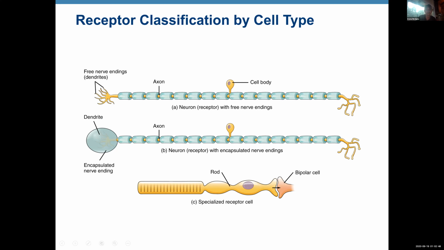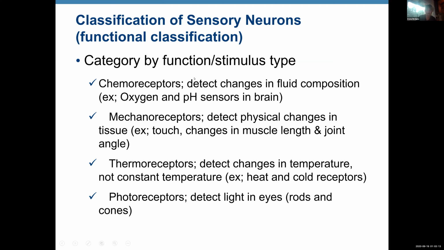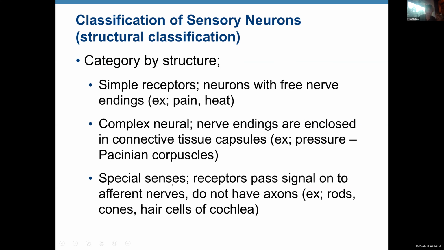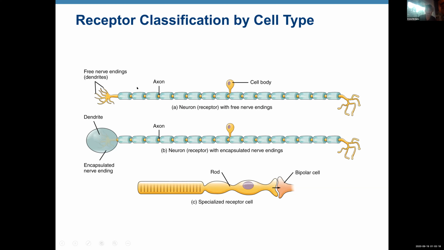Over here you can see on the top two types of receptors. They are actually dendrites. So this is simple and this is complex. Those are free endings, this is encapsulated dendrites, and this one is a rod, a specialized receptor cell for vision. So here we have simple, complex, and special senses.